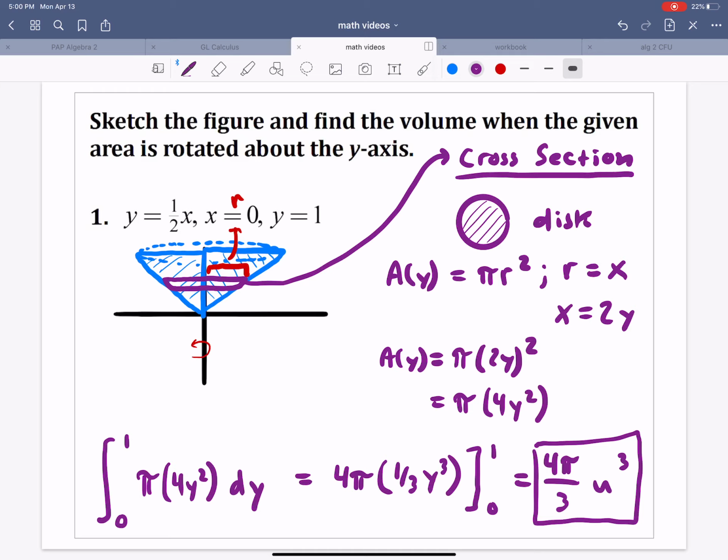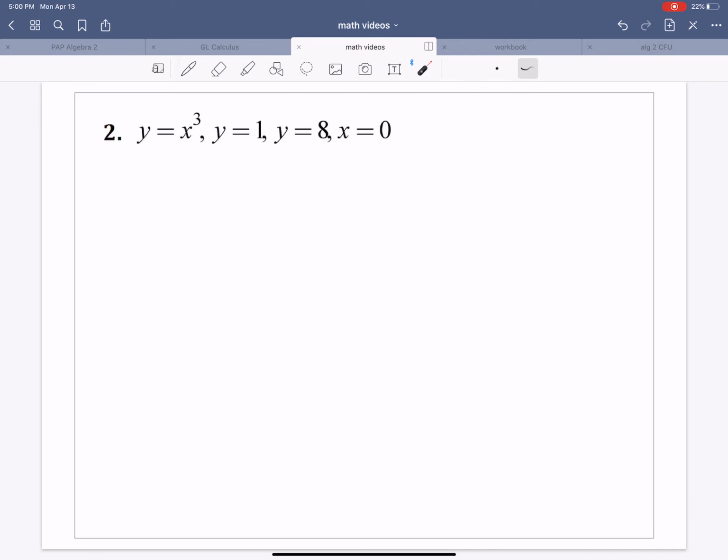Okay? Again, before we move on, just to note, a couple changes. Now we're integrating with respect to y, and when I found my upper and lower bound, I'm using the y values, okay, not the x values anymore. That's changed because we're rotating across the y-axis. Okay? Question number 2. All right, y equals x cubed, y equals 1, y equals 8, and x equals 0.